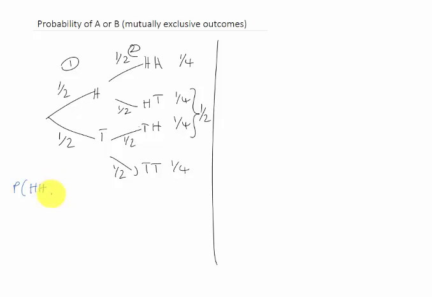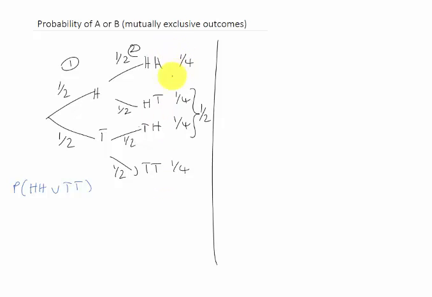Okay, but how about the probability of 2 heads or 2 tails? So the way we write that is using this symbol here. This stands for OR. So looking at the probability tree here, you can see 2 heads, 1/4, 2 tails, 1/4. So that's 1/4 plus 1/4 is half the time you're going to get either 2 heads or 2 tails, and half the time you're going to get 1 head, 1 tail.